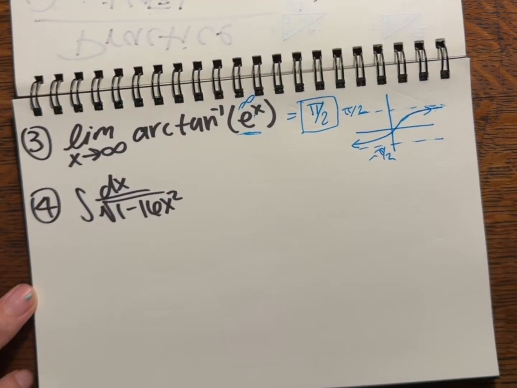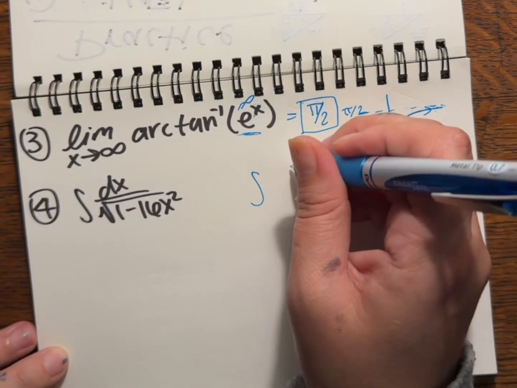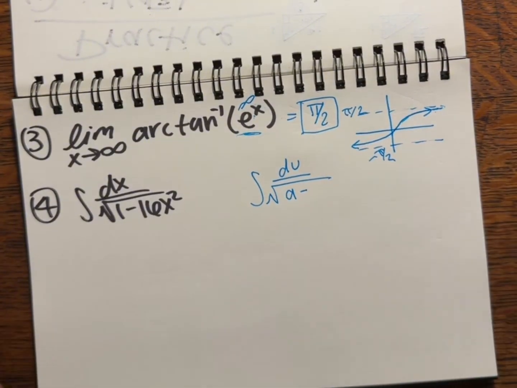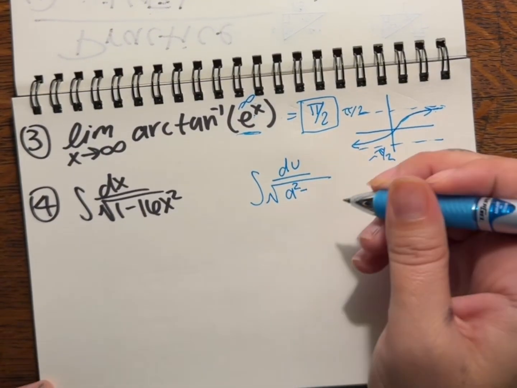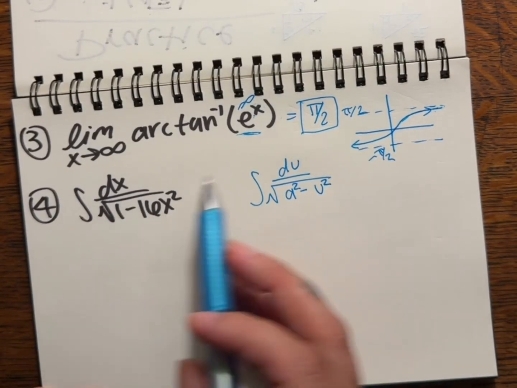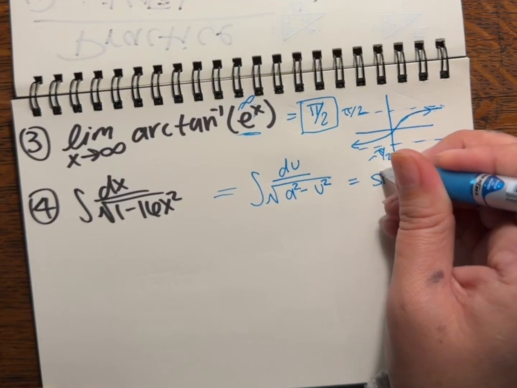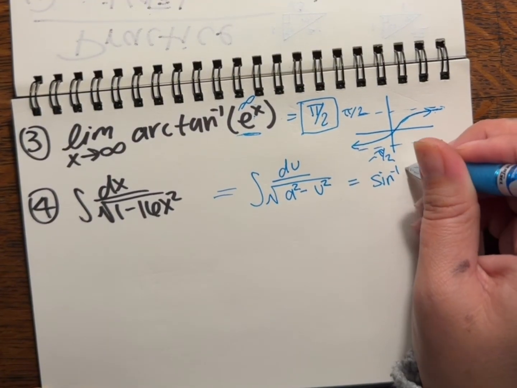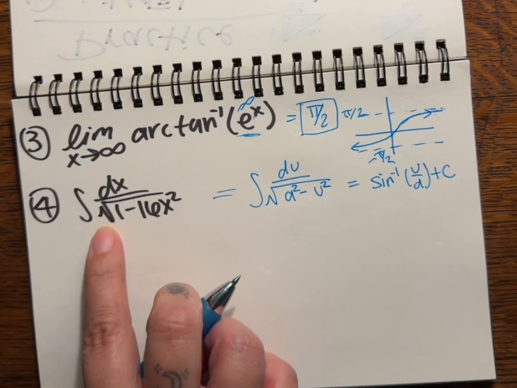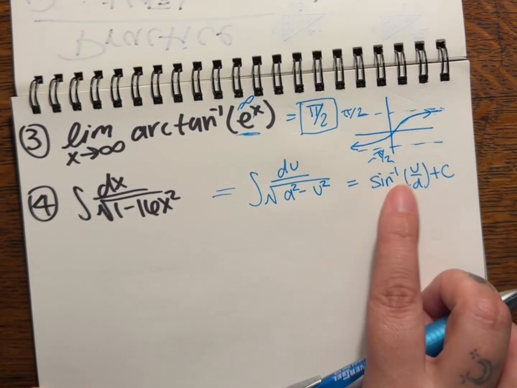Okay, now let's find this integral. If you notice, this is in the format du over the square root of a squared minus u squared. We know that this is equal to sine inverse of u over a plus c. So we notice that this integral has a similar format, and that's how we know it's going to be an inverse sine once we evaluate it.